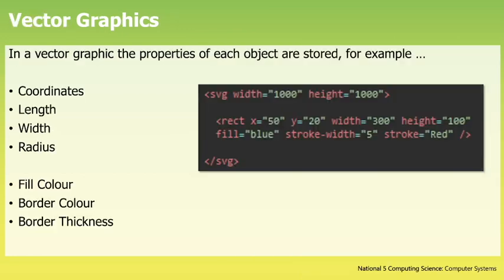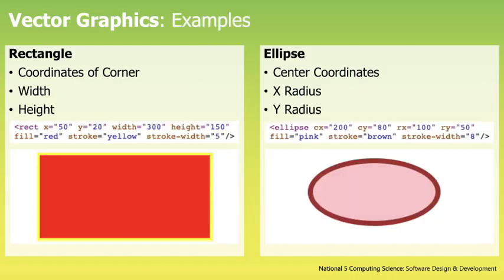In a vector graphic, the properties of each object are stored. For example, the coordinates, the length, the width, the radius, or things like the fill colour, the border colour, and the border thickness. A really common vector graphic language is SVG, Scalable Vector Graphics, and there's an example of SVG code on the board there. Let's have a look now at how we draw different shapes in vector graphics.